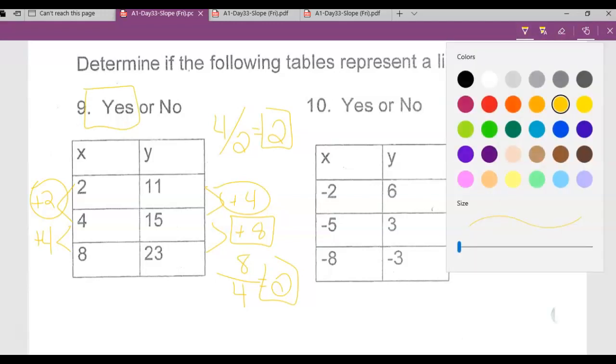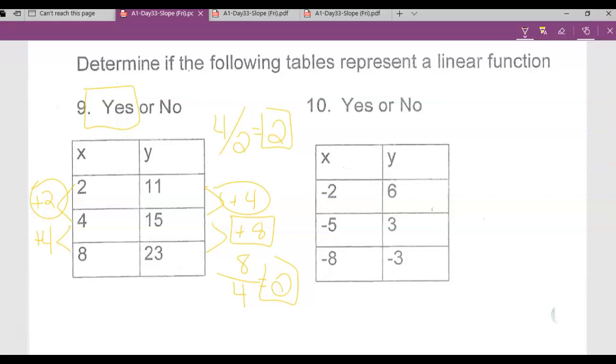Now let's look at a counterexample. So I'm sure you know what this is going to end up being if it's a counterexample. How do you go from 6 to 3? Minus 3. How about from 3 to negative 3? Negative 6. Cool. How about from negative 2 to negative 5? Negative 3. And how about from negative 5 to negative 8? Negative 3.